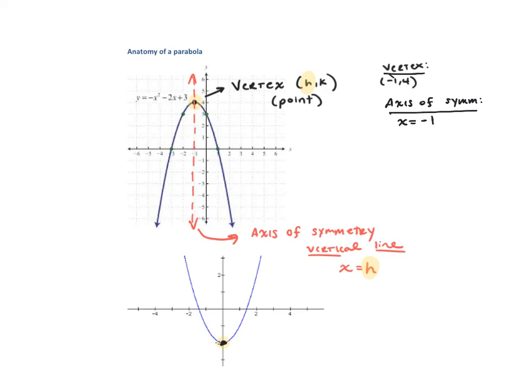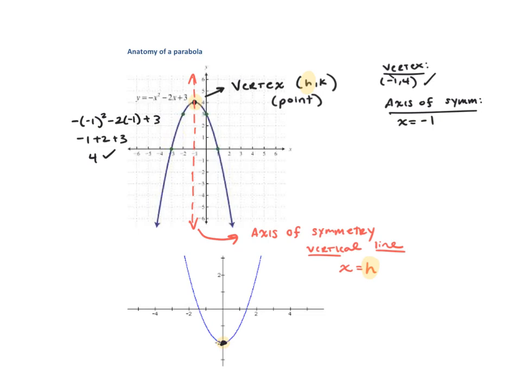So we found two important components. The vertex is a point, negative 1 comma 4, negative 1 being the input, 4 would be the output. Notice if I plug in negative 1 into my function, I will get 4. So that's why, negative 1 comma 4. And then the axis of symmetry is x equals negative 1, the same as the x value of the vertex.